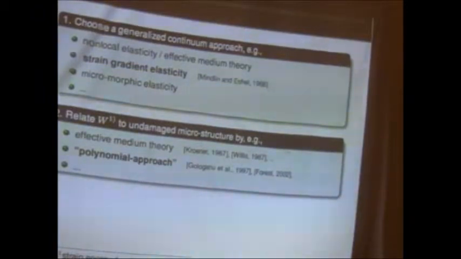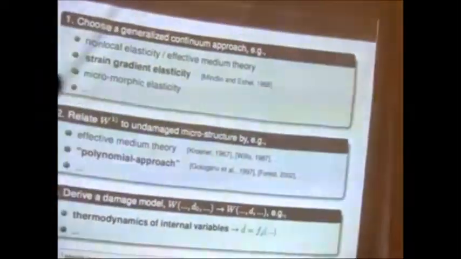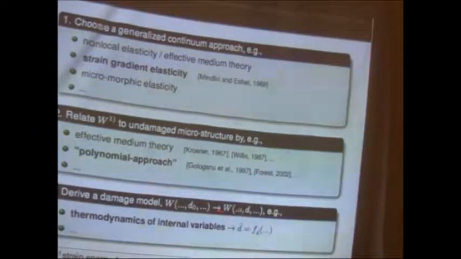After choosing the generalized continuum we would like to use in order to describe quasi-brittle failure, the next step is to relate the strain energy density of this theory to the undamaged material. Here we have again different choices. We could go for effective medium theory, which goes back to Kroner and Willis and co-workers, or we can use the so-called polynomial approach, which goes back to Gologanu, Forest, and others. The polynomial approach is printed in boldface because this is the choice we are making here.